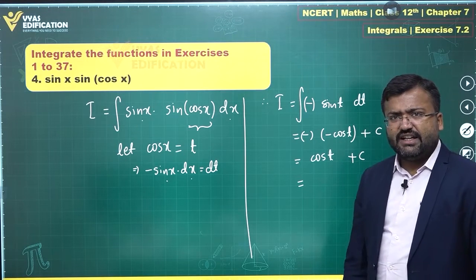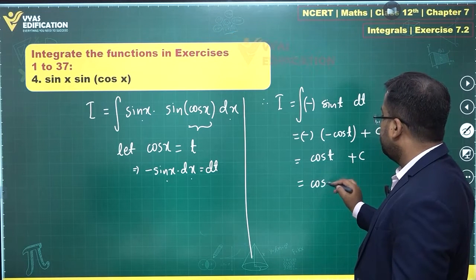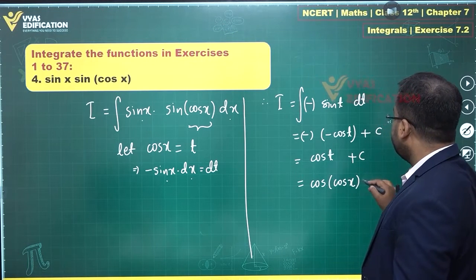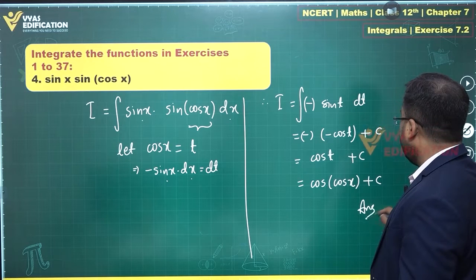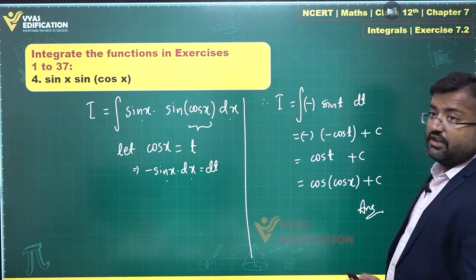But you should replace that t again in terms of x. What's that? This is cos x. So cos of cos x plus c is the required answer for this question, as you can see over here. That's the final answer for this fourth question.